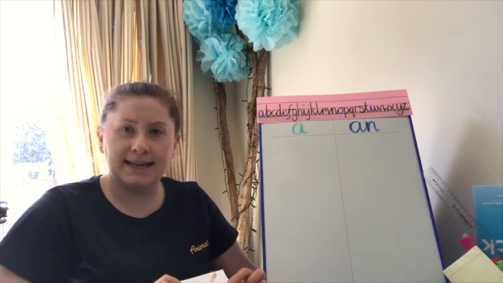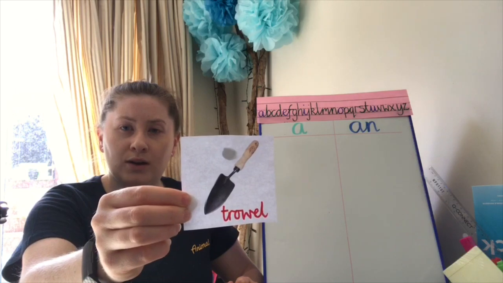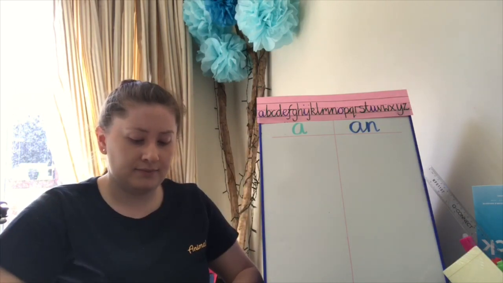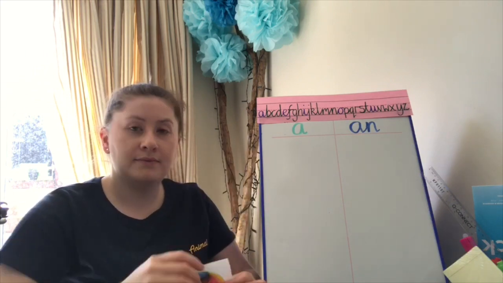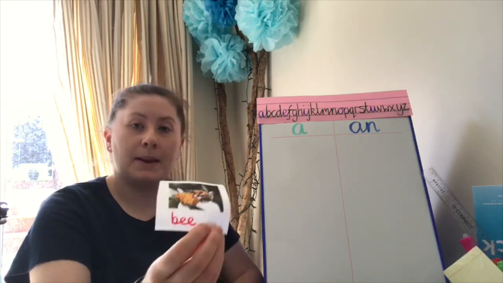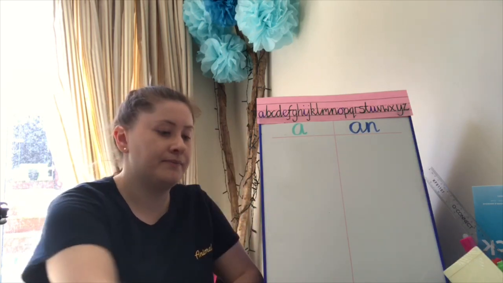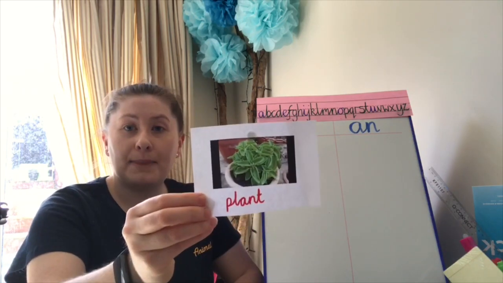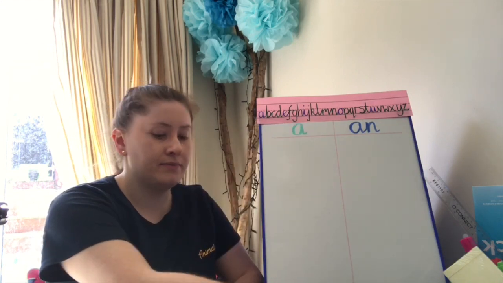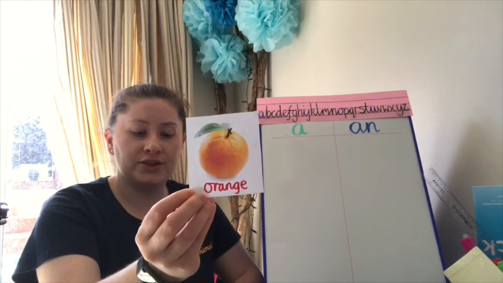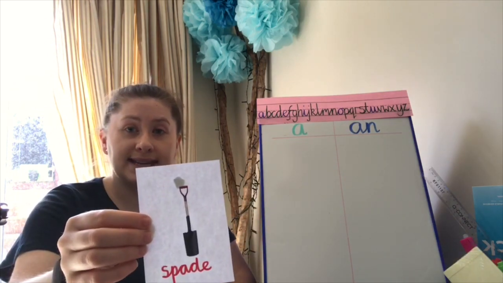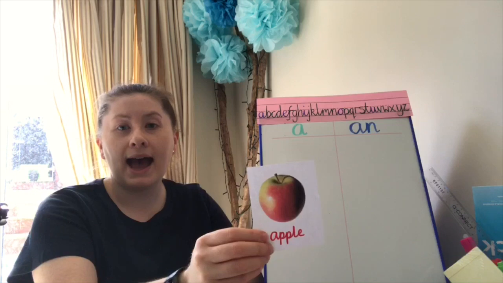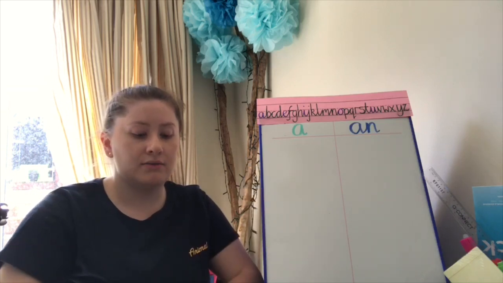So my first one is trowel, tree, umbrella, bee, plant, orange, spade, apple.